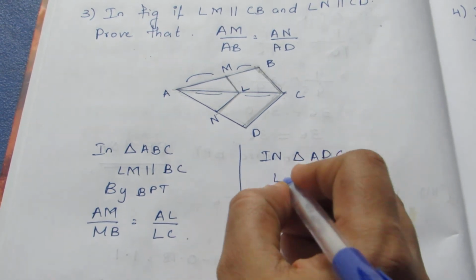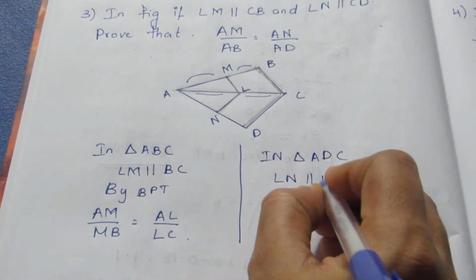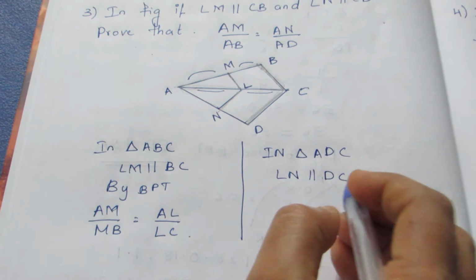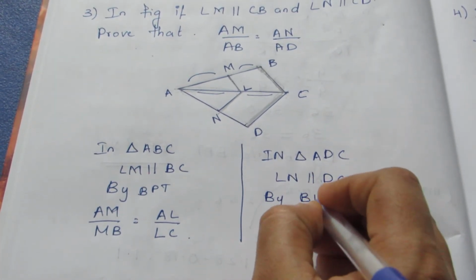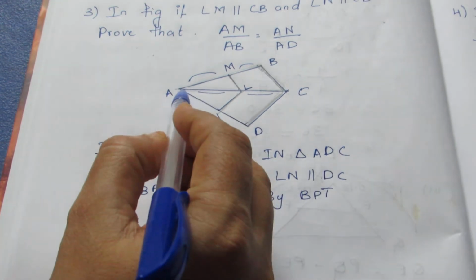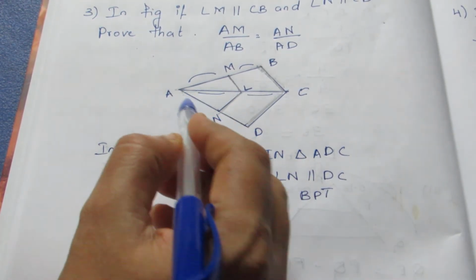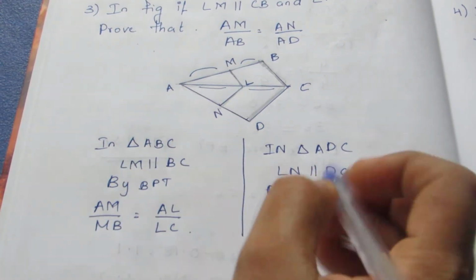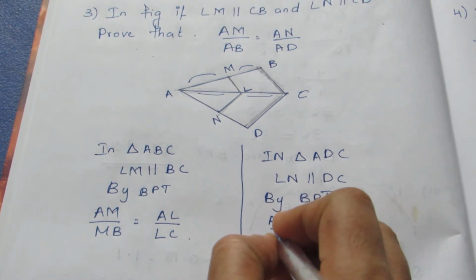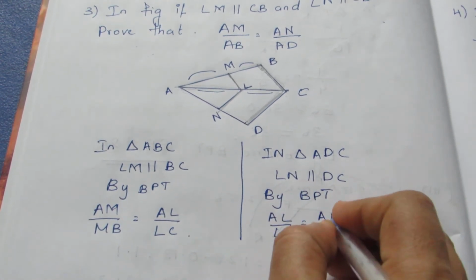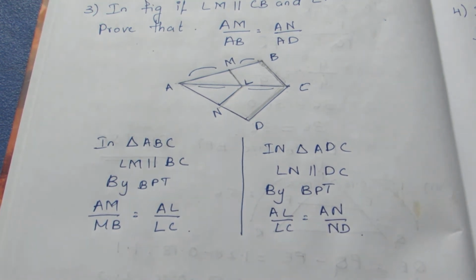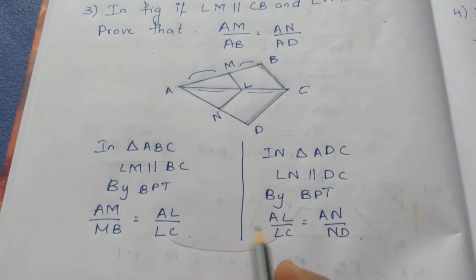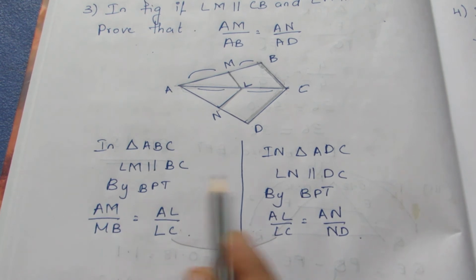And we know that NL is parallel to DC. See? So NL is parallel to DC. So by BPT we know that this by this is equal to this by this. So AL by LC is equal to AN by ND. Now if we see, these two are equal. If these two are equal, then this will be equal.